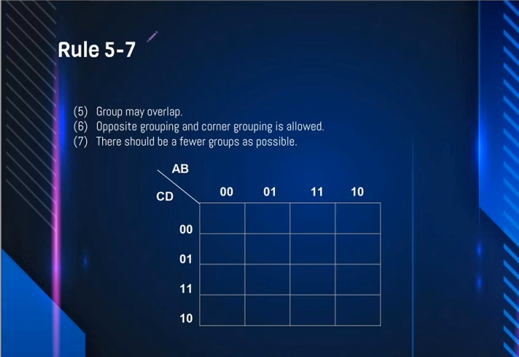The 5th rule is group may overlap. What is overlapping? So we'll study today: opposite grouping and corner grouping is allowed. There should be as few groups as possible. So this is the K-map for the 4 variables A, B and C, D. So we'll take one by one all these rules.